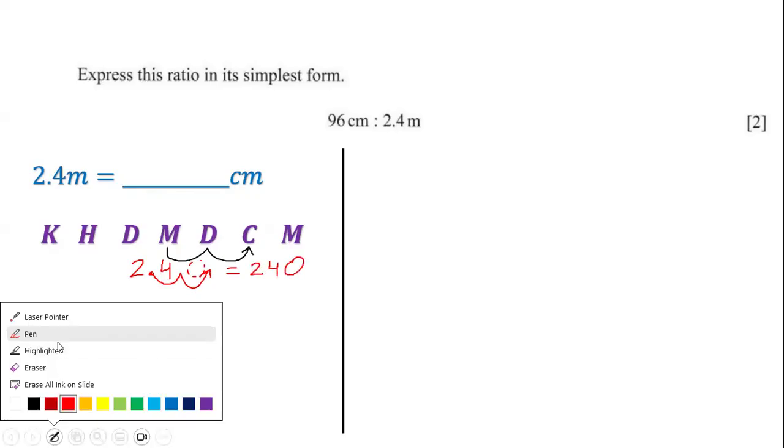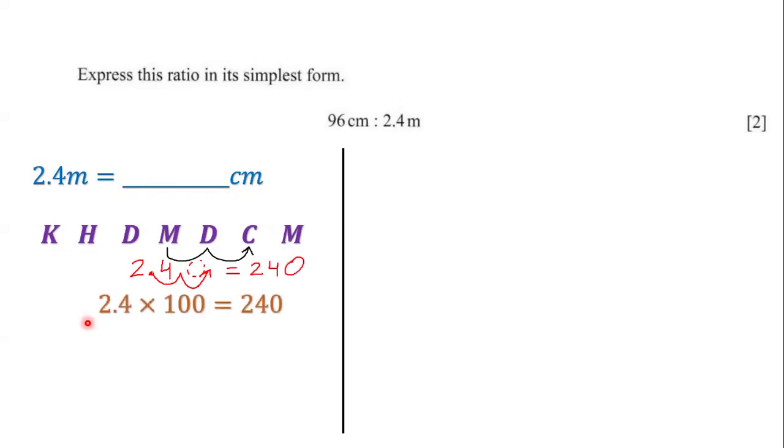So we have 2.4 multiplied by 100, which gives us 240, which means that 2.4 meters is how many centimeters? 240 centimeters. Good.